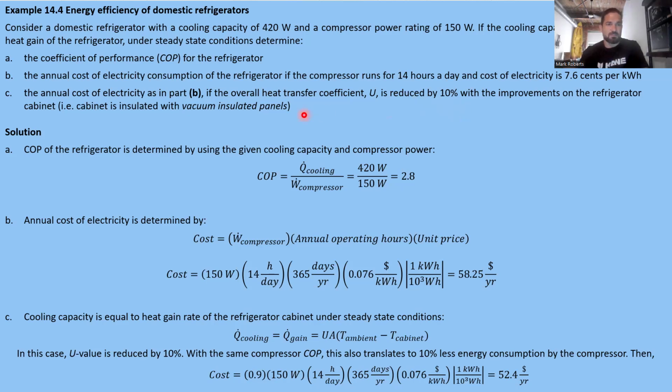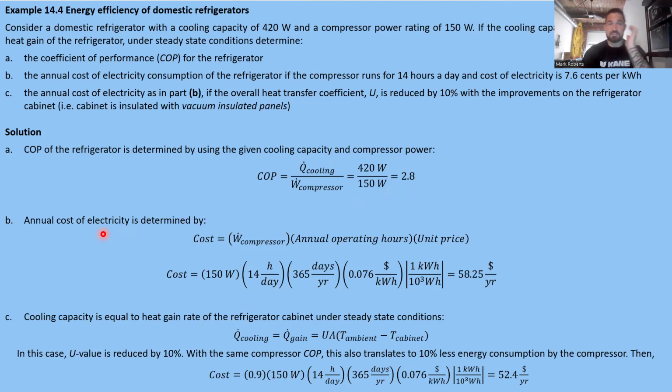Okay, so the coefficient of performance of a cooling system is simply the ratio of the amount of cooling done versus the work that goes into the compressor. And so again, we're given those. So cooling capacity, that's the max cooling it can do, 420 over 150 watts, so 2.8.